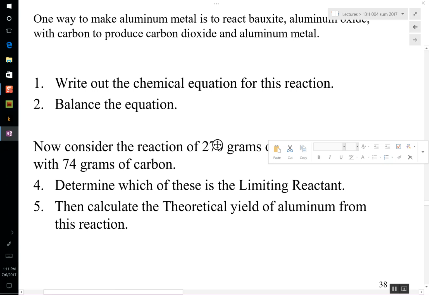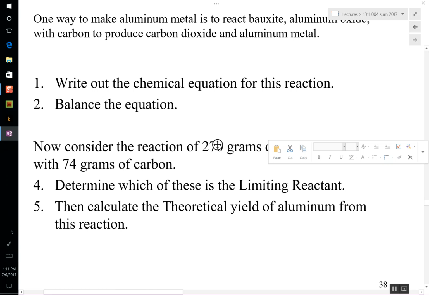Okay? That's going to be your theoretical yield. What happens to the rest of the carbon? It's left over. It's the 6 slices of bread that are left over at the end of making the sandwiches. You're going to get that amount of aluminum, and there's going to be some carbon left over. And that's probably how Alcoa would do it.